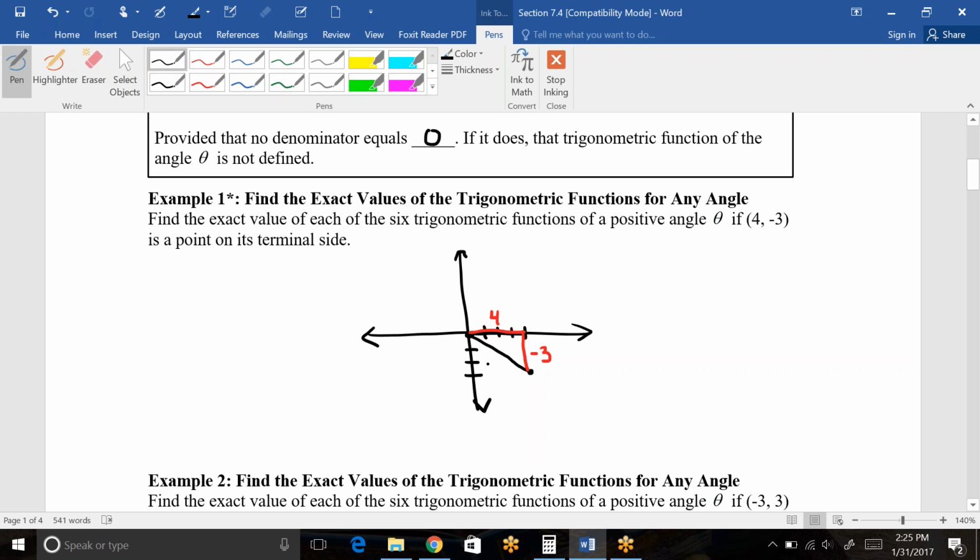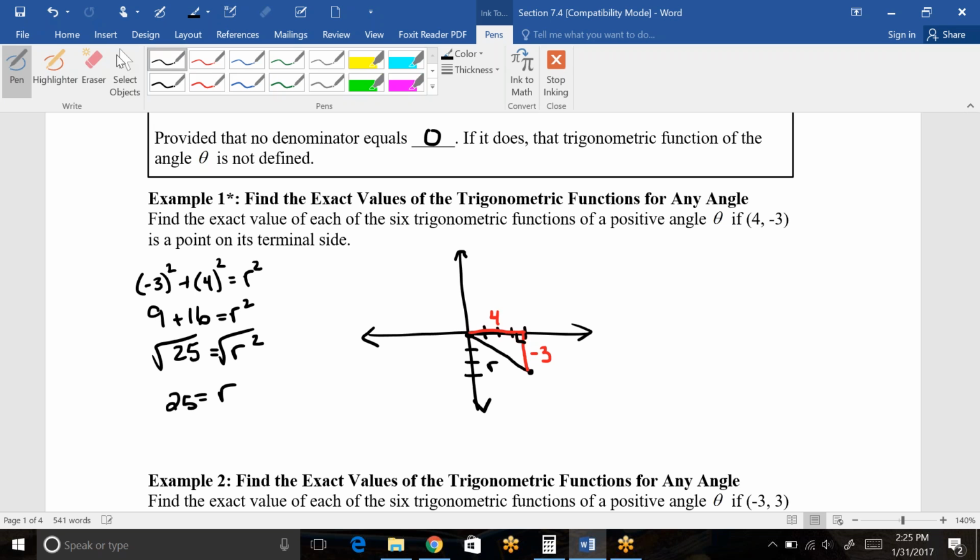To figure out your side for r, you use the Pythagorean theorem because remember this is a right triangle. So -3 squared plus 4 squared equals r squared. So this is 9 plus 16 equals r squared. That would be 25 equals r squared. And we take the square root, and we always use our radius as a positive value. The only negatives that are involved in these problems are if the legs of your triangle are in a quadrant that has a negative ratio. So my r is 5.